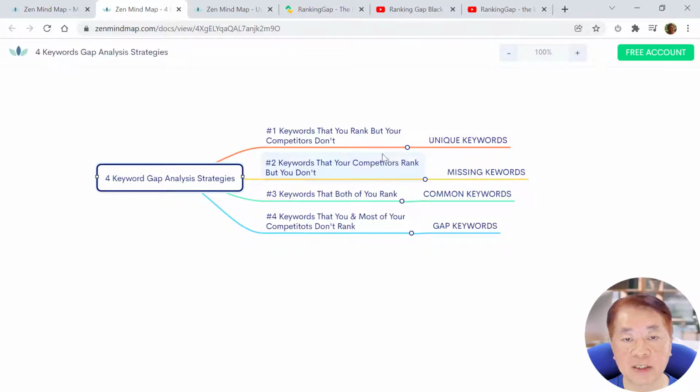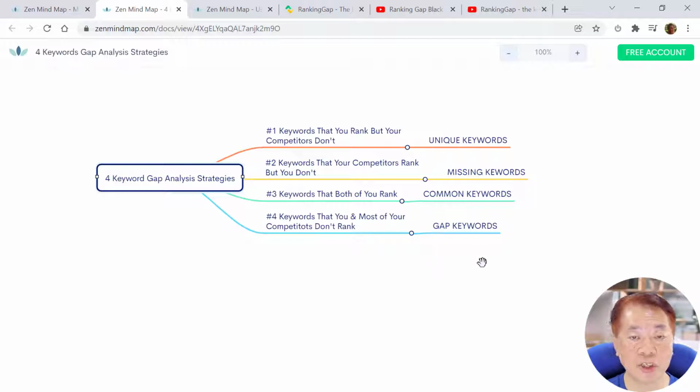The first one is the unique keyword, which means you are ranking for the keywords but your competitors are not. The third strategy is to find keywords that both of you rank for. That means you and your competitors are both ranking, and they are called common keywords. And the final strategy is keywords that you and most of your competitors don't rank for, which means you have some gap keywords to work on to catch up. So these are the main four keyword gap analysis strategies that Ranking Gap is supposed to do.